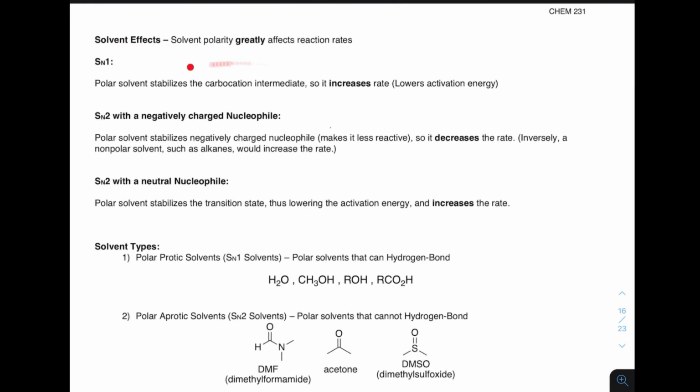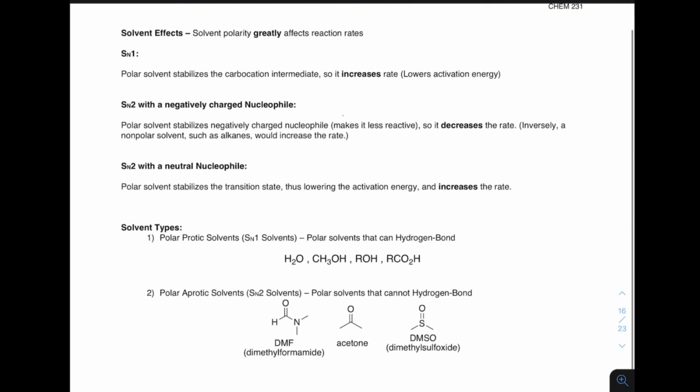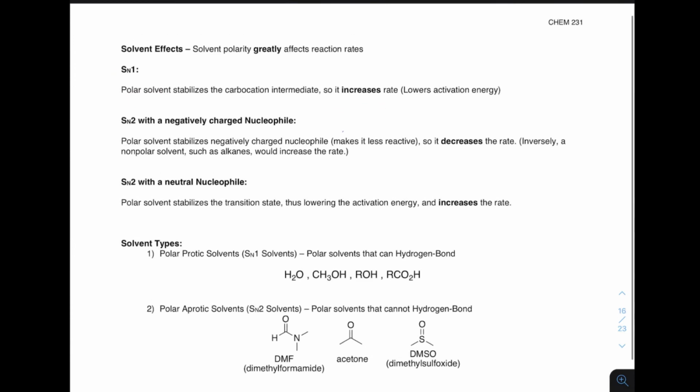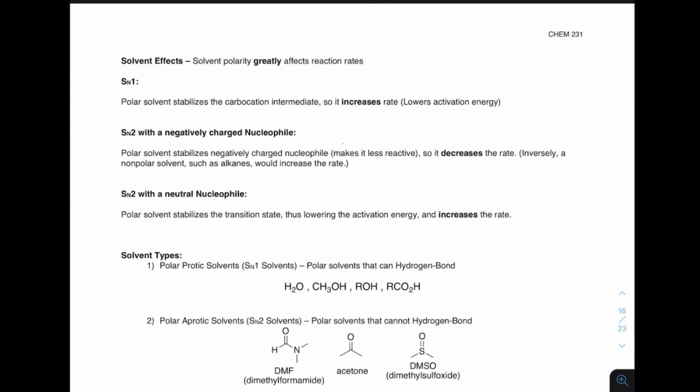So finally, we'll talk about solvent effects. And in general, again, these are very generalized rules. The book goes into more detail with these, but we will take a quick look at some of the different examples. So for SN1 reactions, a polar solvent, a solvent with those dipole moments, stabilizes the carbocation intermediate so it increases the rate, it lowers that activation energy.